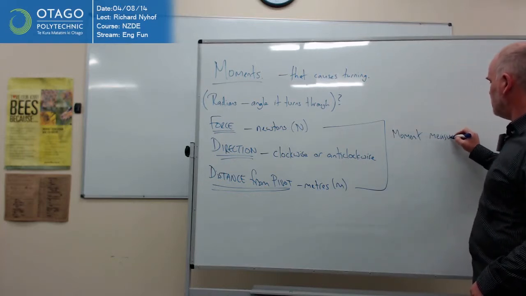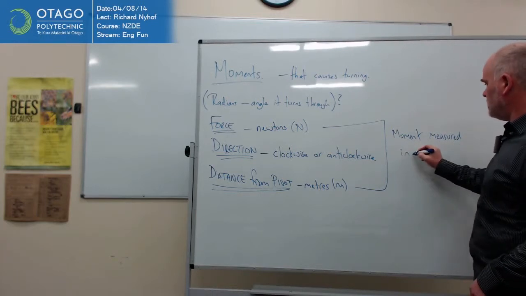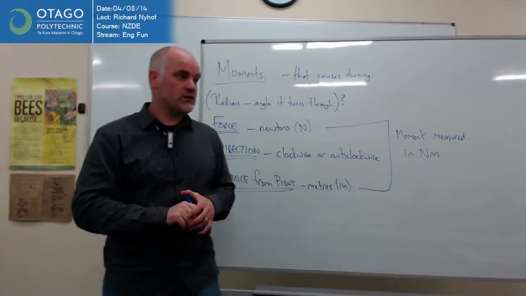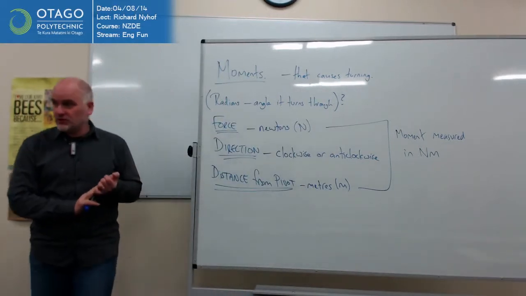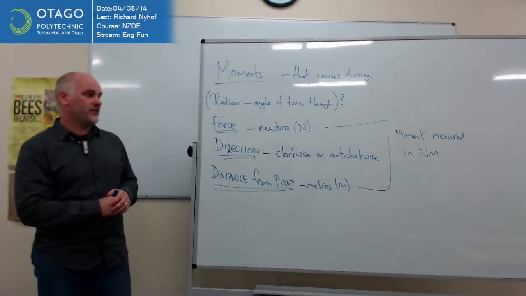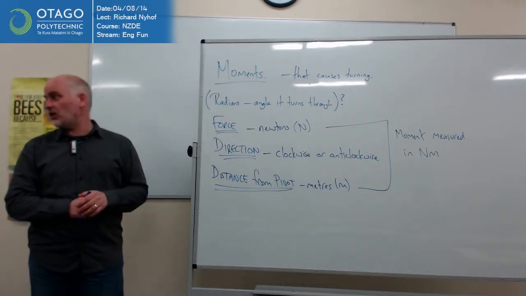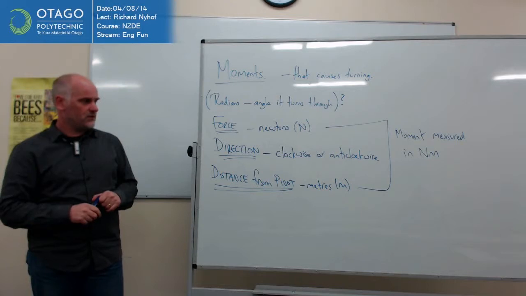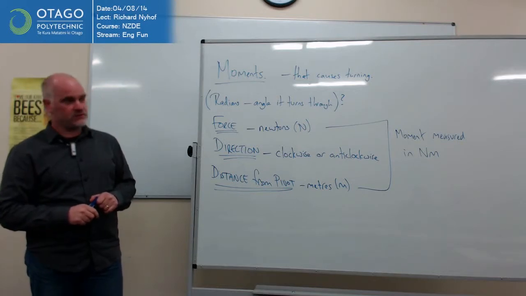Okay, so if we multiply newtons by metres, a moment is measured in Newton metres. So we've got to ask how many newtons and how far away from the pivot those newtons are applied. And that gives us a unit of newtons times metres, or Newton metres.